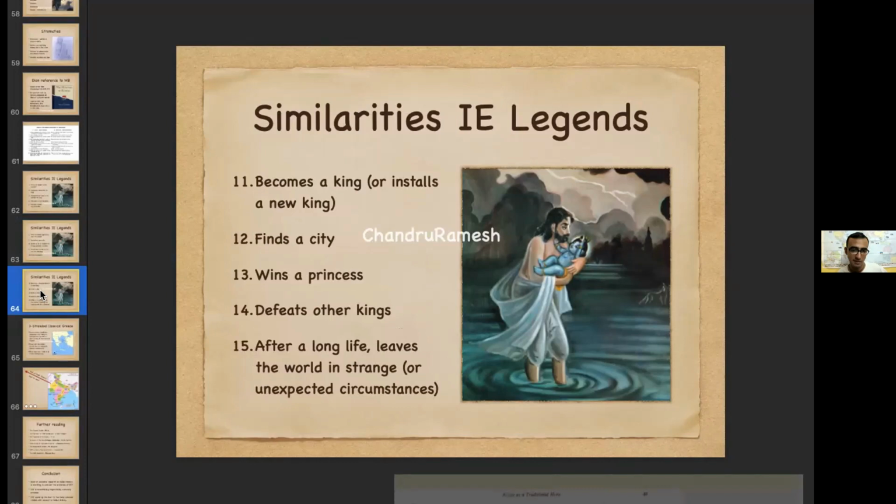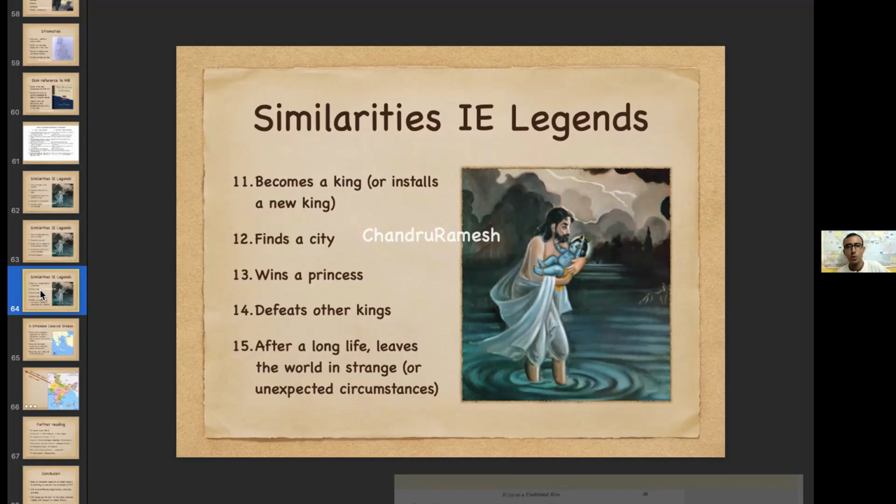He founds a city. Like in the case of Krishna, it was Dwaraka. He wins a princess. In this case, you can say Rukmini or Jambavati. And he defeats other kings. Krishna defeated several kings, Shishupala, Dantavakra, and several other kings. And after a long life, he leaves the world in strange or unexpected circumstances.